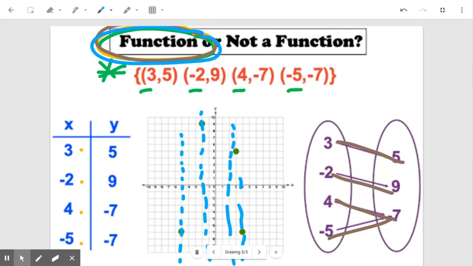So hopefully that's a good review for you to remember exactly how you know if something is a function or not. And you can use any of those methods. If you don't like the form that it's in, if you have a mapping and you prefer a table, write it as a table. You can go from form to form to be able to determine that.